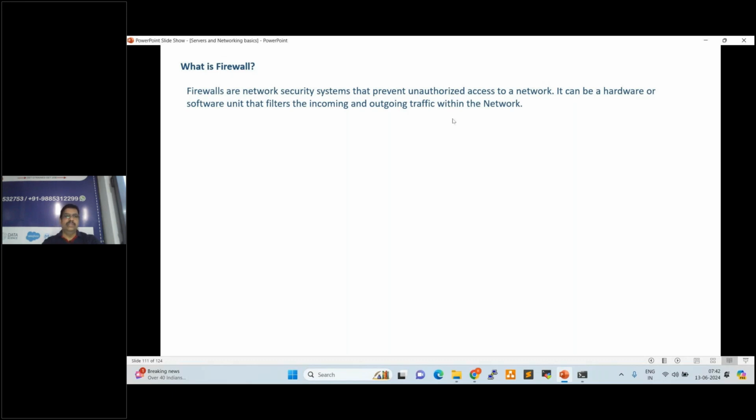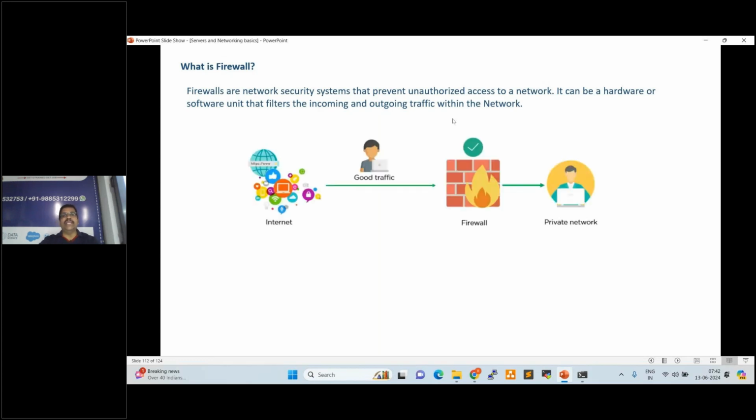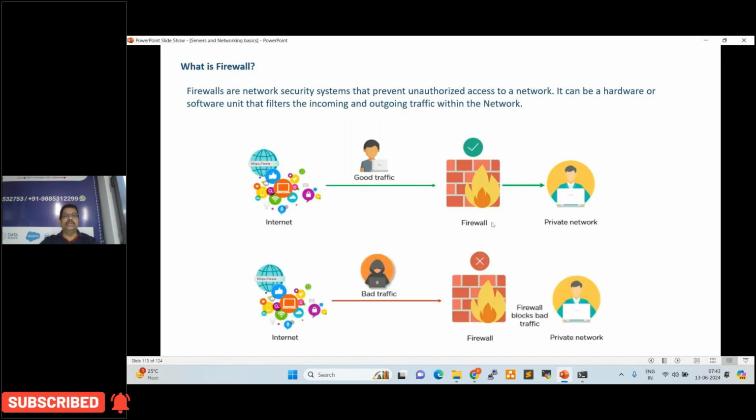In the VPN, the firewall is configured, so it will allow authorized users only and deny unauthorized users. See here, it will allow good traffic. In the firewall, we create firewall rules. Based on the firewall rules, the firewall will allow or deny the traffic, right? So through the internet, we can connect to our office network, right? Good traffic can be allowed by firewalls. Bad traffic will not be allowed by firewalls. It will block it here, right?